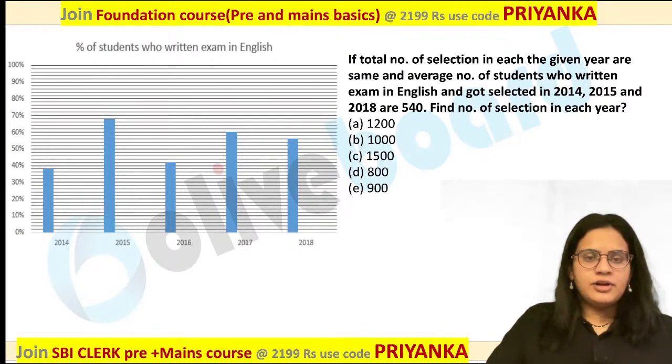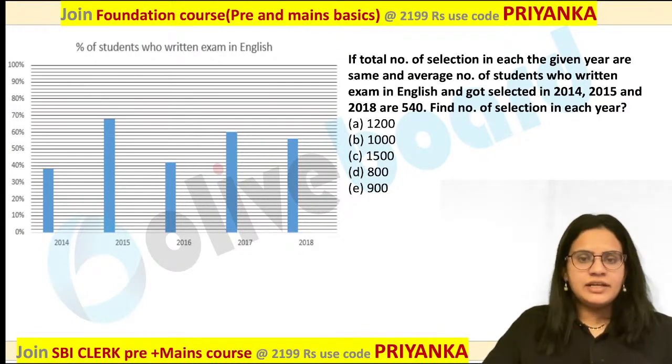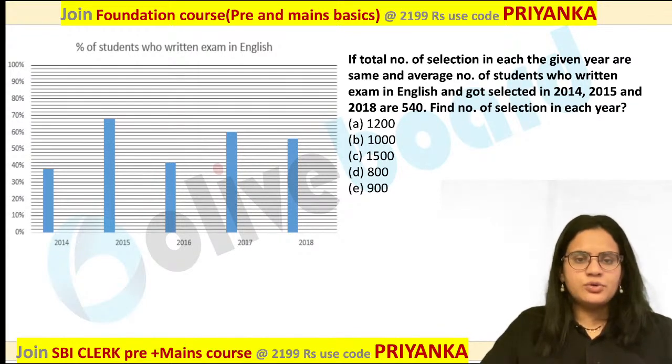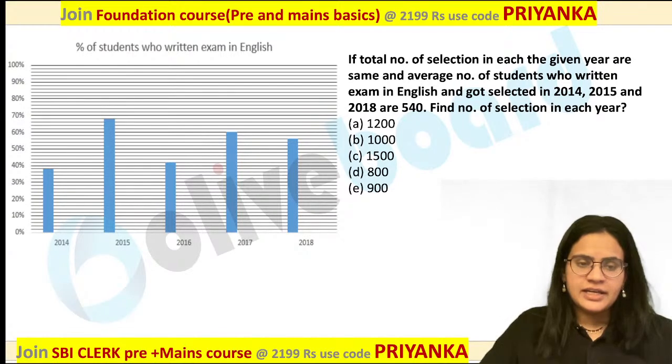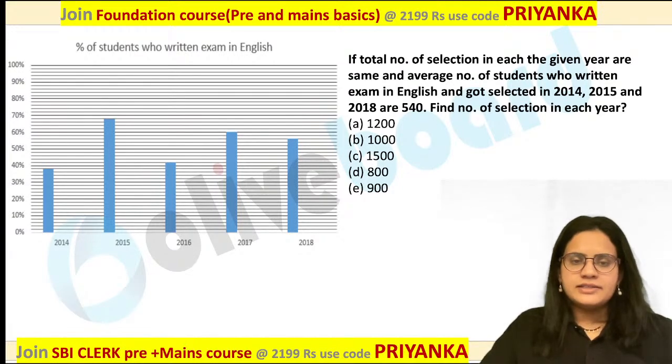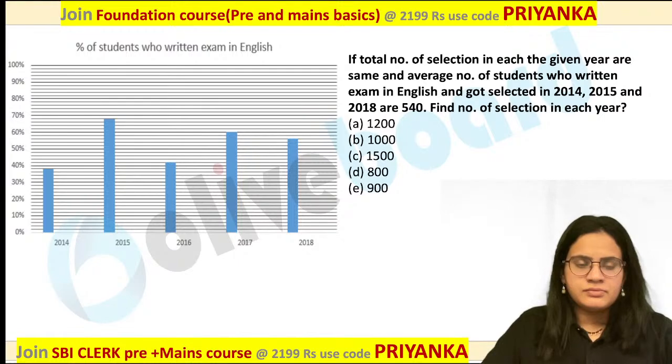So total number of selection in each of the given year are same, and they have given average number of students who have written exam in English and got selected in 14, 15 and 18 are 540. So they are asking you to find the number of selection in each year. Are you getting it? So read each part well. First, they have given you total selections are same for every year. Can you tell me what could be the possible value over here? Any one of you?